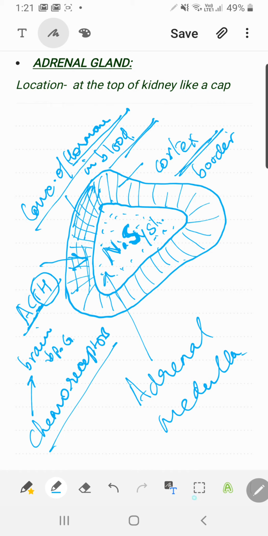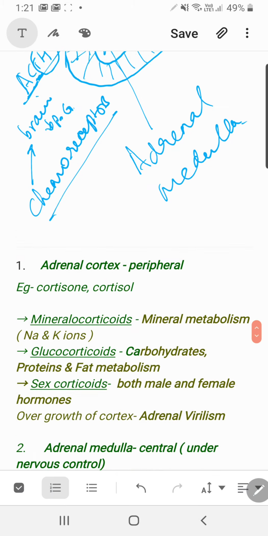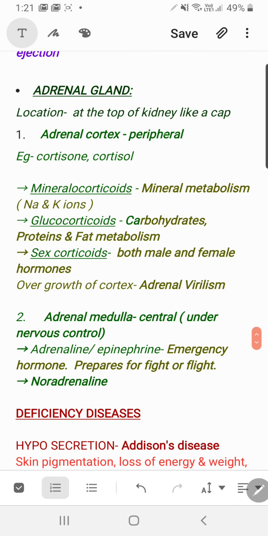And now I'm coming back to the written content so that you understand better. See, the adrenal cortex, the peripheral area. Examples of the hormones released are cortisone and cortisol. Children, always remember that the hormones released by the cortex area are known as corticoids. So this is a category. What are corticoids? These are the various hormones, the category that contains the hormones released by the adrenal cortex.